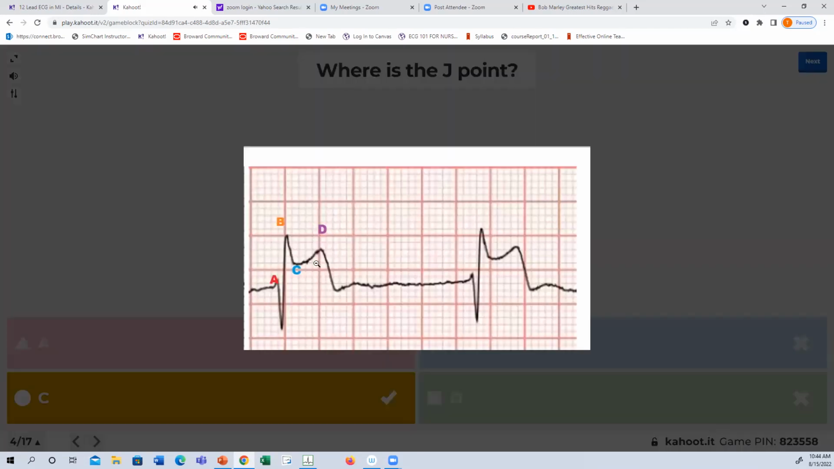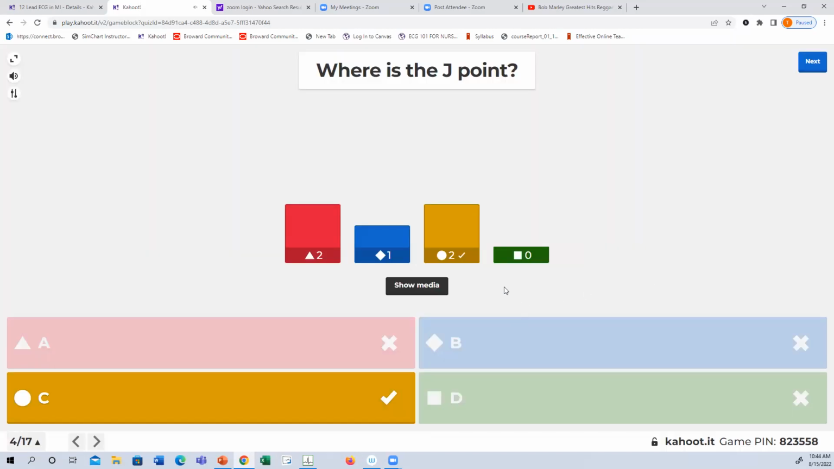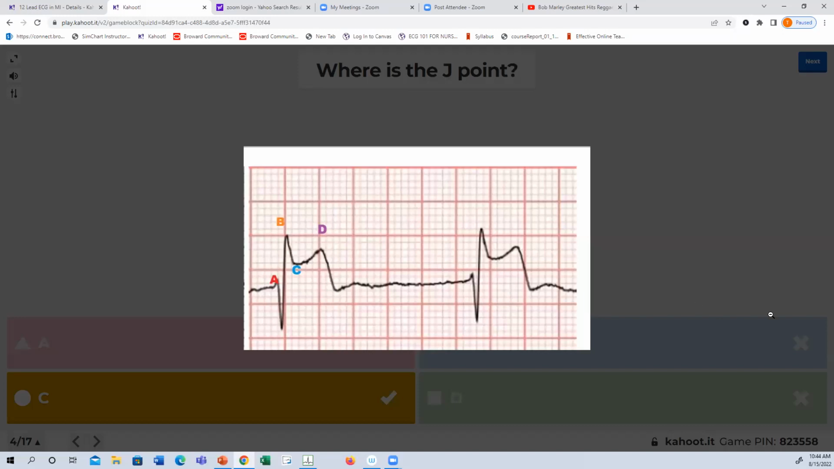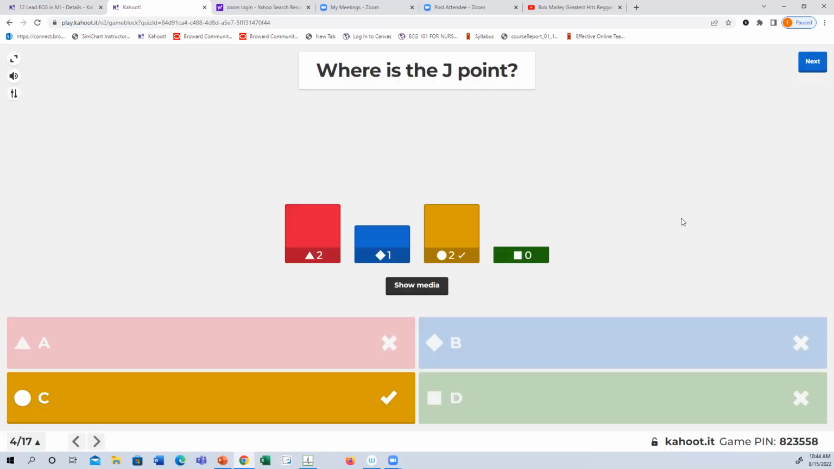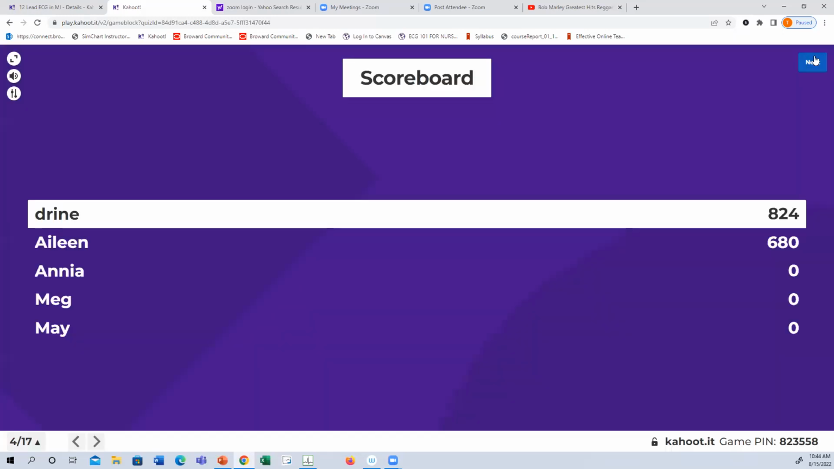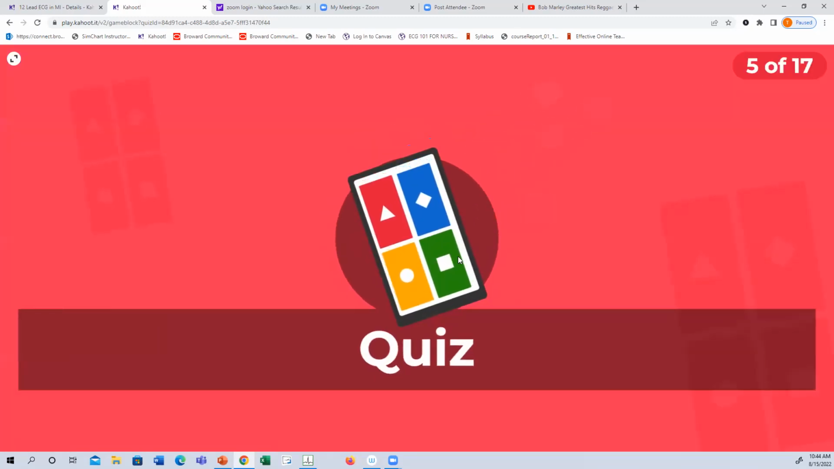Okay, so in here, this is the J point. Letter C is the correct response. And let's see who got that the quickest. Drain again, Eileen, Ania, Meg, and May. Congratulations.